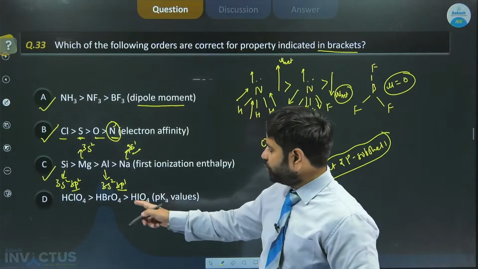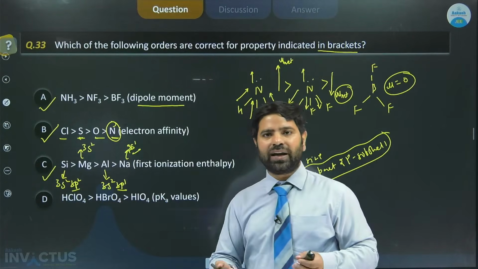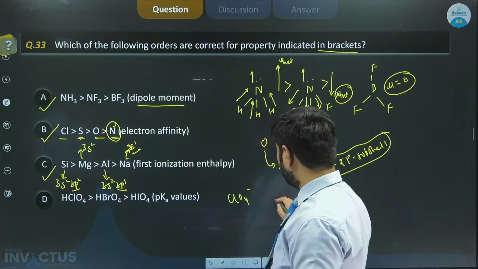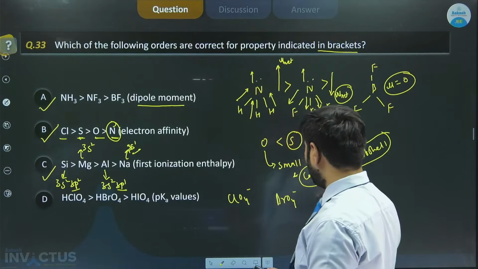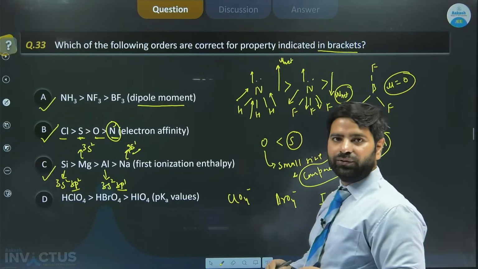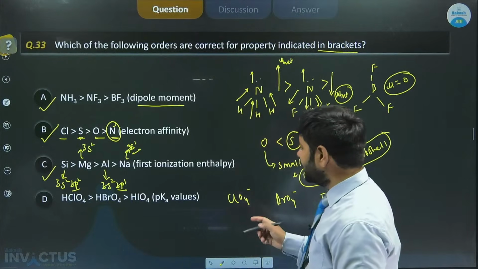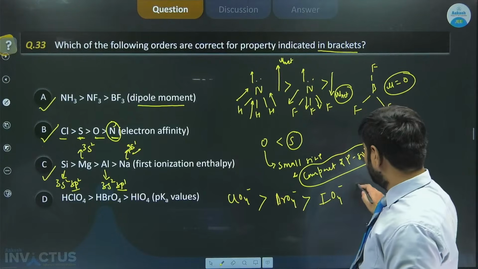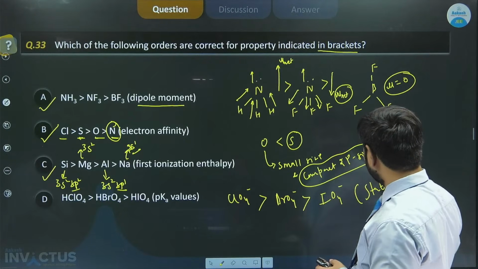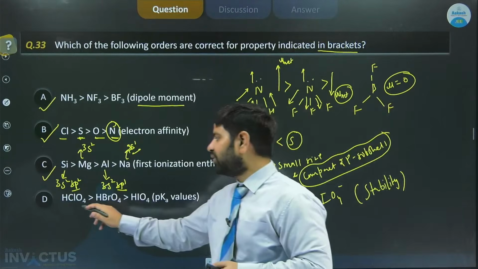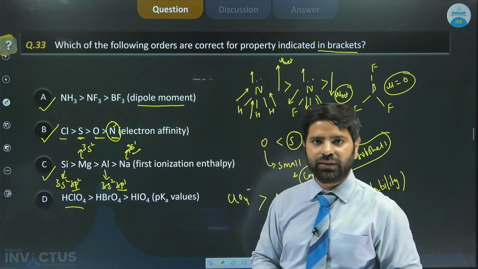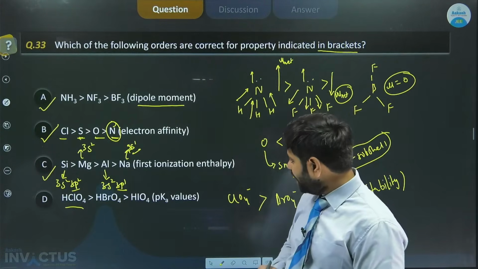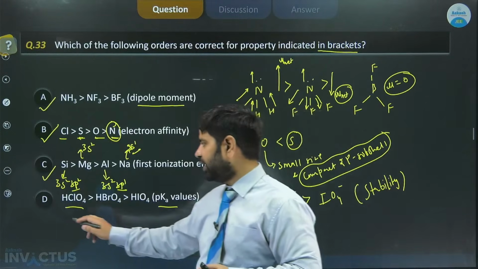Option D is HClO4, HBrO4, HIO4, pKa values. We know which is more acidic. ClO4 minus, BrO4 minus and IO4 minus are the conjugate bases of these acids. So we know the stability of the conjugate base here. The stability order is this. So what would be the acidic strength order? HClO4 will be more acidic. If HClO4 is more acidic, it will have lower pKa, and the given order has a higher pKa. So this is the incorrect option.